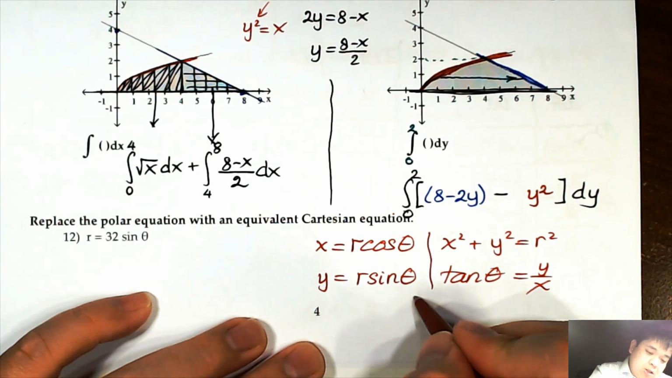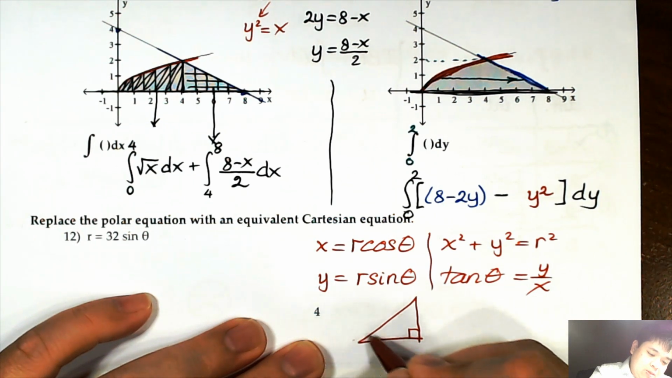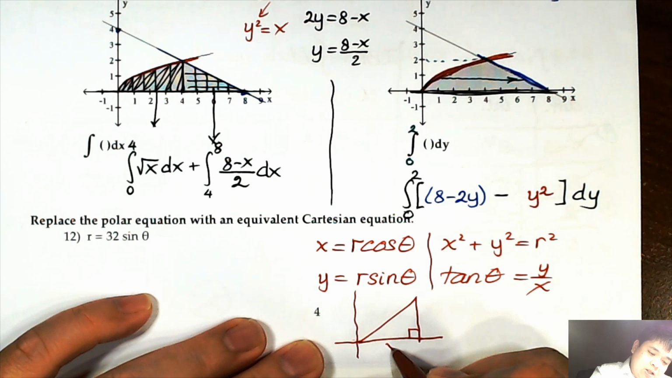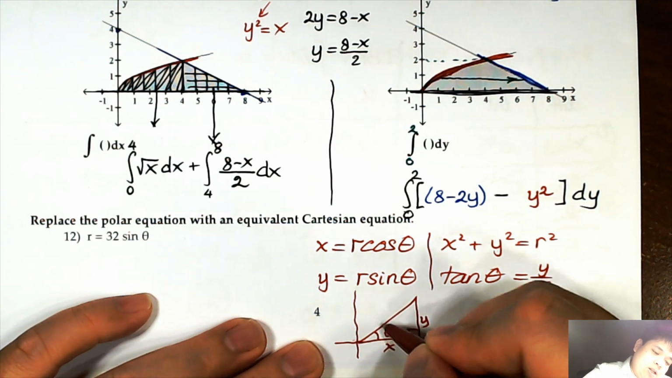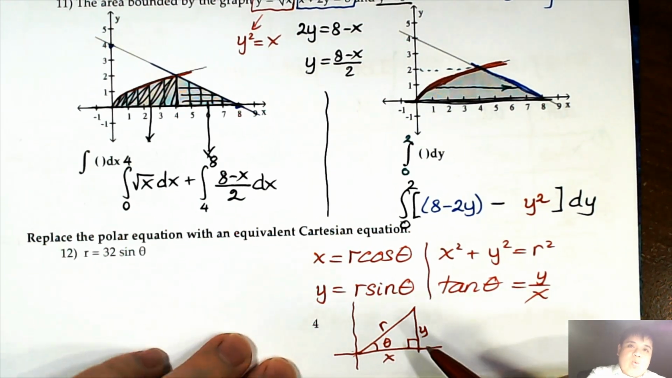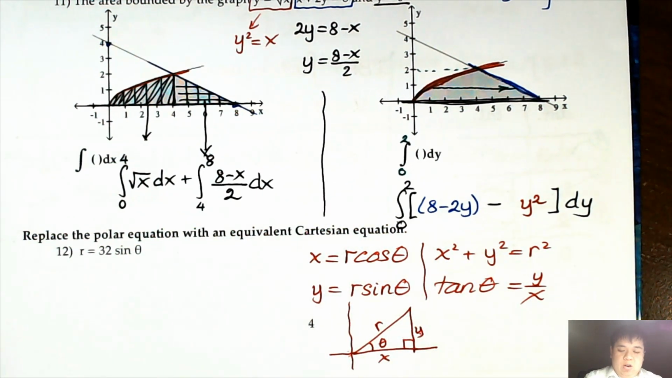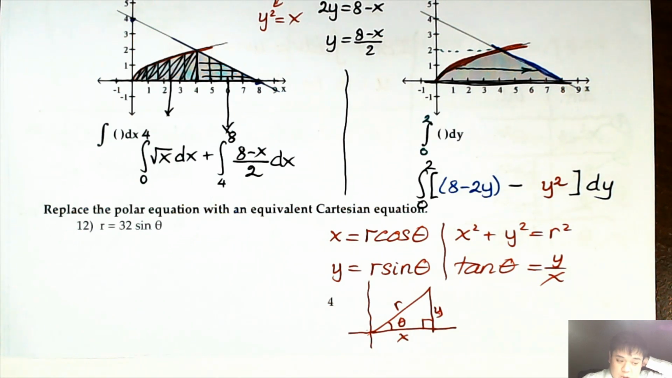Of course, we can just draw a sketch. This is x values, y values, theta, and r. x squared plus y squared is r squared. Tangent is opposite over adjacent, and then all the other tricks should check out. So we have r sine theta is equal to y, r cosine theta is equal to x, and r squared equal to x squared plus y squared.